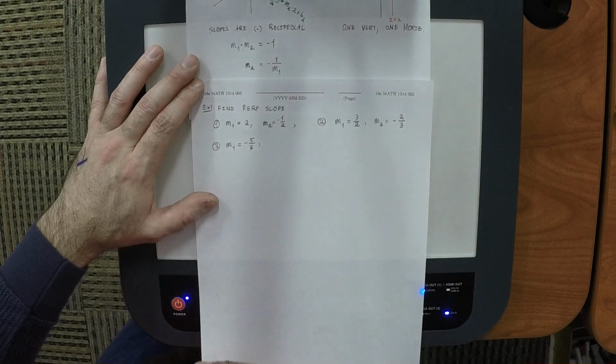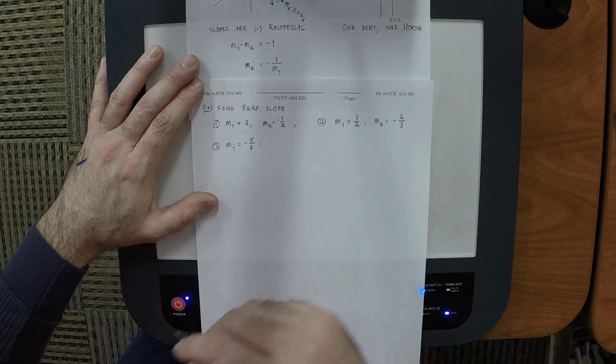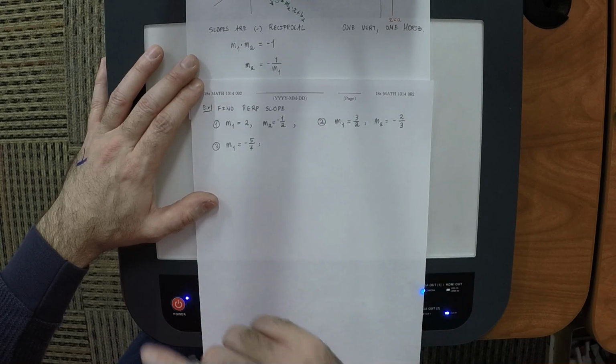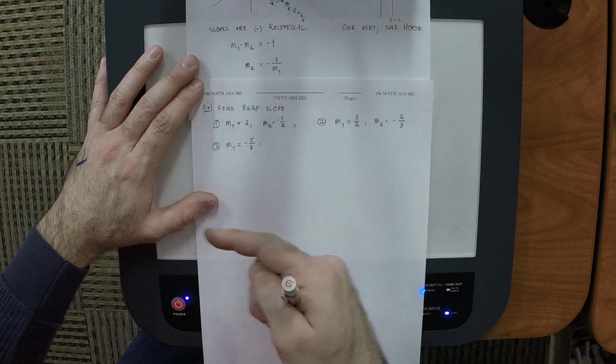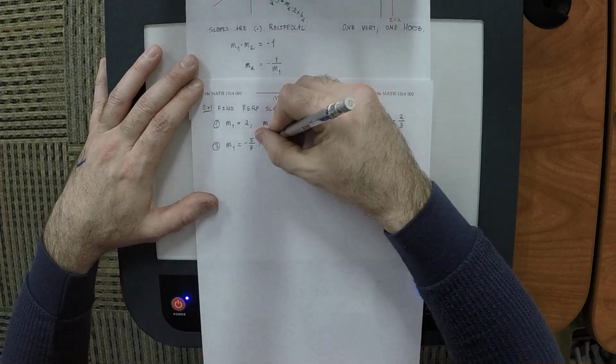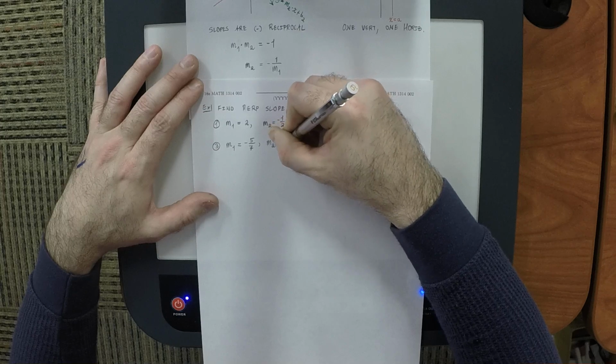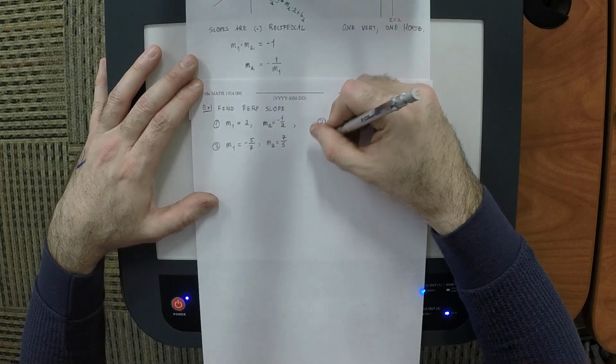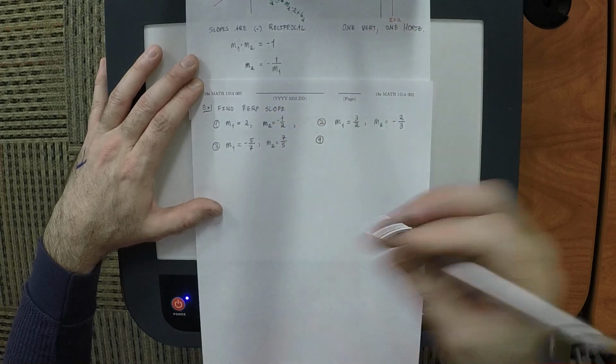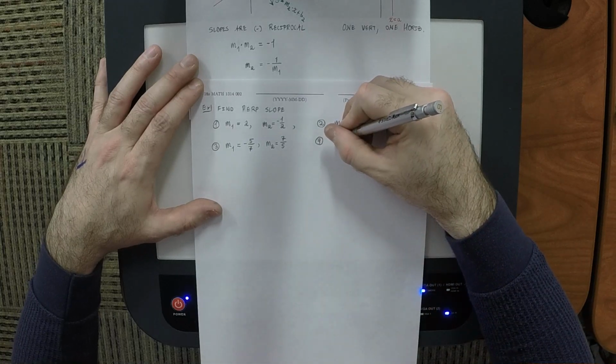So what will it be? 7 over 5, because we're going to negate. So the negatives will cancel, and then reciprocal also. So 7 over 5. Okay, and finally, find the perpendicular slope to the line.